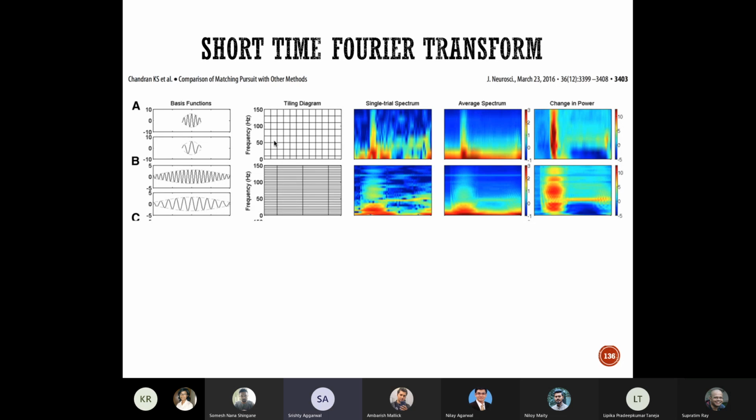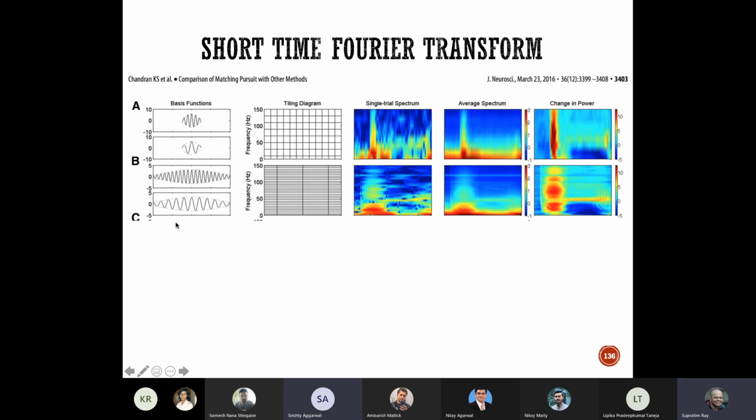So when we learn windowing, basically we have only one window, but in multi-tapers we have multiple windows. That's right. And here, if we are thinking about it like a tiling diagram, if we take multiple diagrams and then average out, then probably we can have both capturing of transient as well as the frequency wavelet. We are taking the average of all the tiling diagrams. No, we are not.